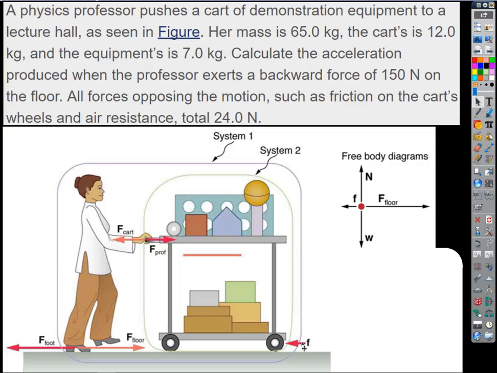Okay, so if we want to calculate the acceleration, we've got an equation of motion here. All we really need is the magnitudes, and they give us those. What's the magnitude of the frictional force? 24 newtons. 24 newtons. What's the magnitude of the driving force?